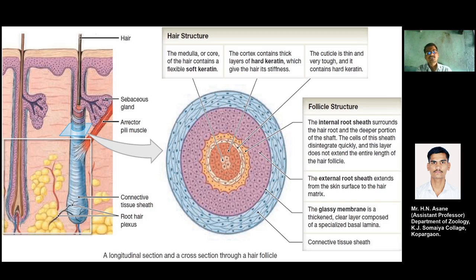As you can see, in the follicle structure in the transverse section of the hair, the internal root sheath surrounds the hair root and the deeper portions of the hair shaft. It has five layers. The external root sheath extends from the skin surface to the hair matrix. The glassy membrane is thickened and clear and comprises specialized basal laminas, and the connective tissue sheath surrounds the hair follicle.